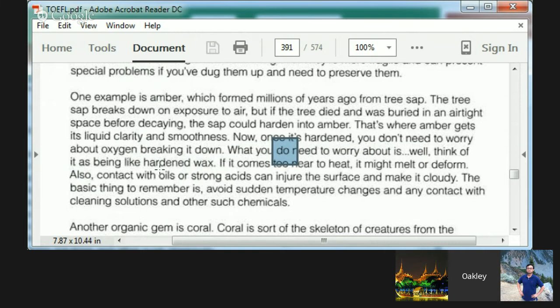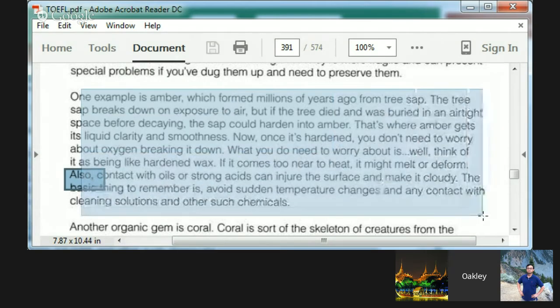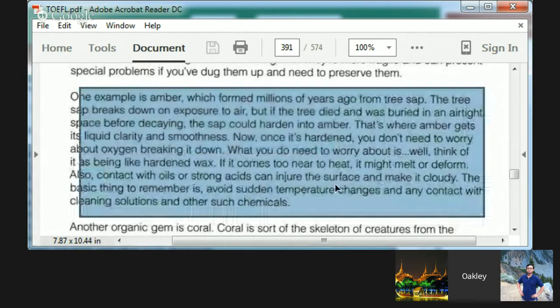What you do need to worry about, well, here it comes. He explains hardened wax comes too near to heat. Also, when we speak these signal phrases, we use higher pitch. Also, contact with oils or strong acids. Maybe I'd quickly write down acid, just one word. So for this whole paragraph, I might have written down only 3 or 4 words total.